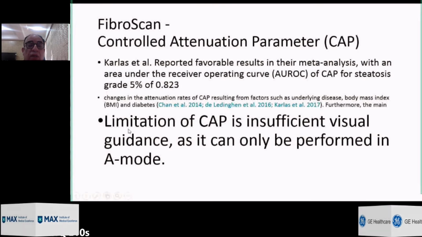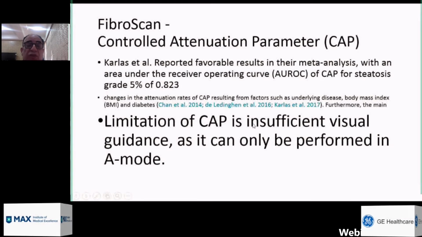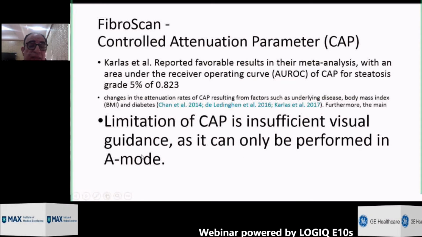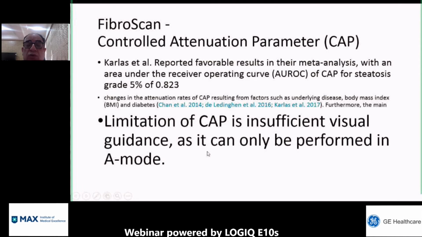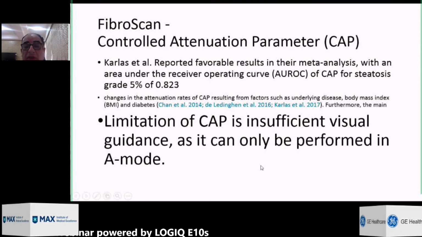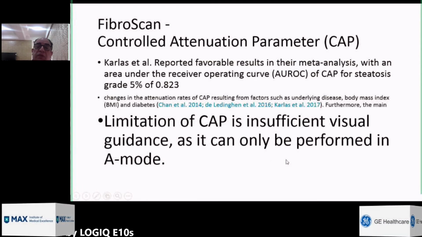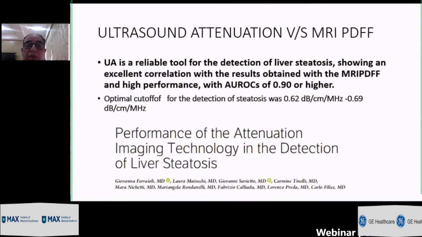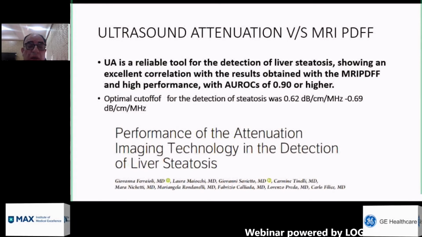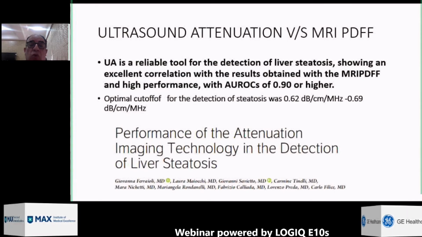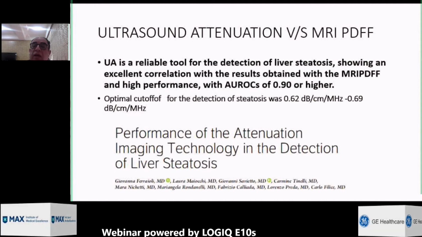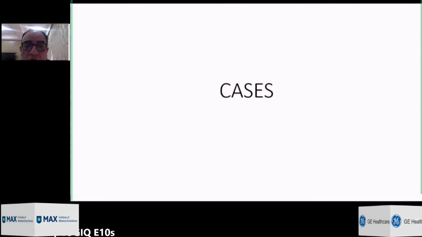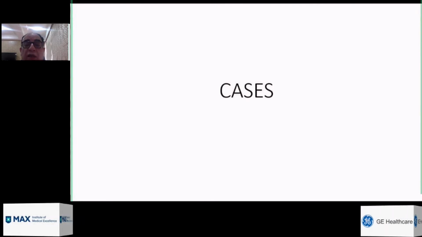So here you can see the limitation of CAP is insufficient visual guidance, as it can be performed in only A mode. Again, the same limitation of transient elastography, which ultrasound guided fat estimation is scoring over. And similarly, with MRI, of course, there is good correlation, but MRI has its own limitations of availability and the problem of the patient going into the machine. So let's quickly look at 3 or 4 cases till we see the video later.